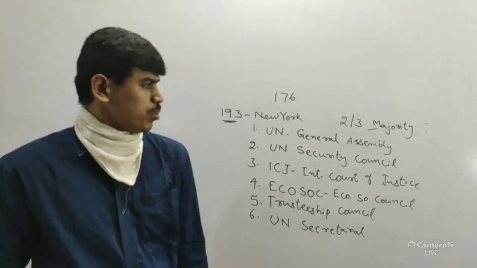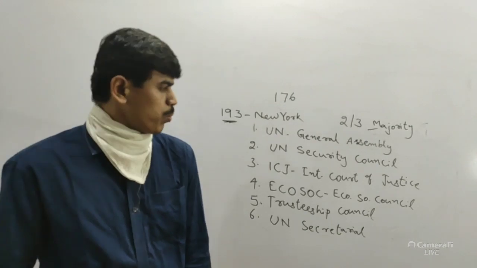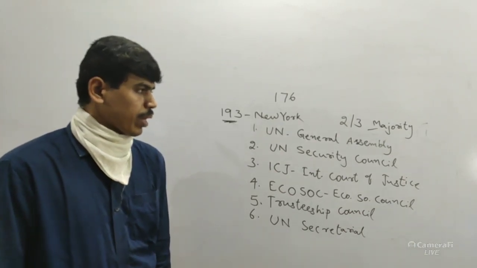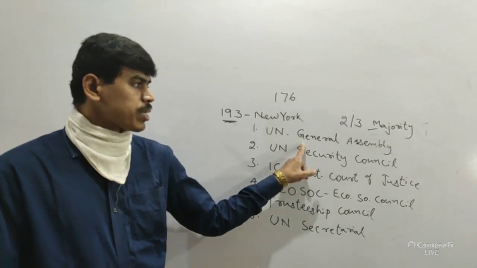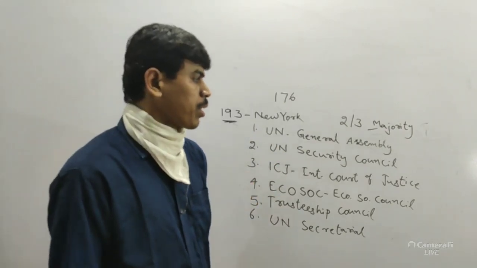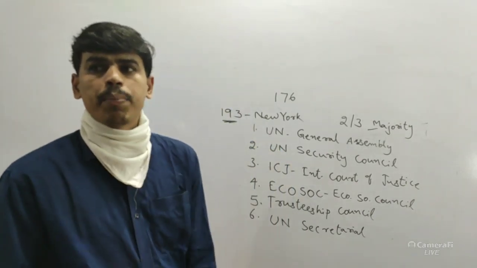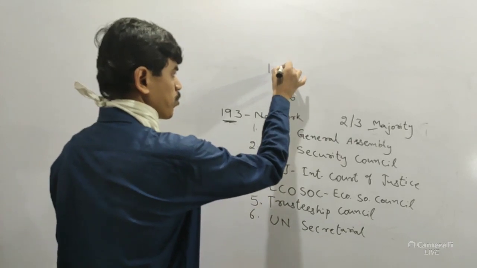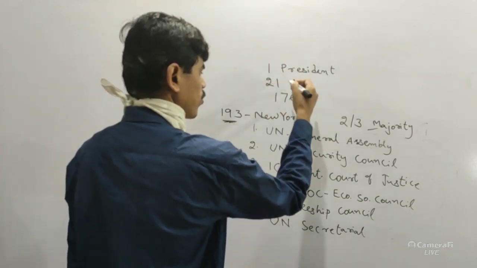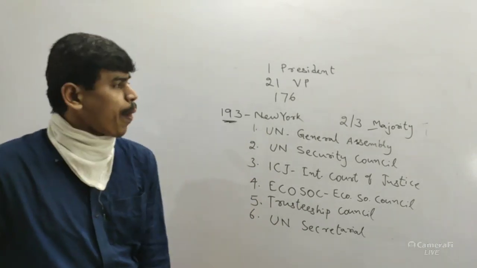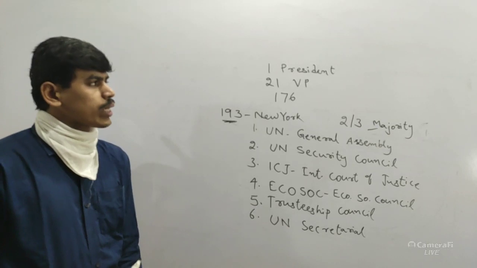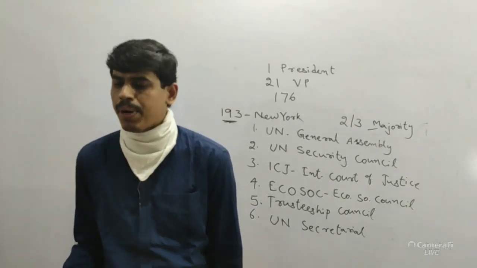What is the first function of the session of the UN General Assembly? Again, I remind that the General Assembly meets every 3rd Tuesday of September, and the first function is to elect 1 president and 21 vice presidents. What is the term of president and vice president?